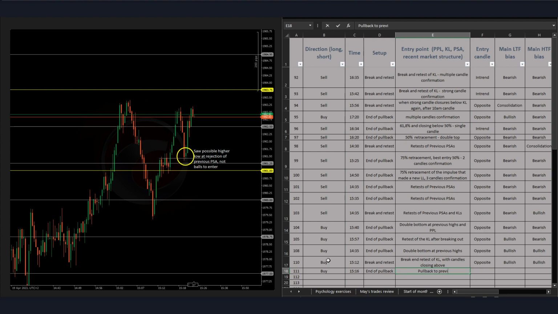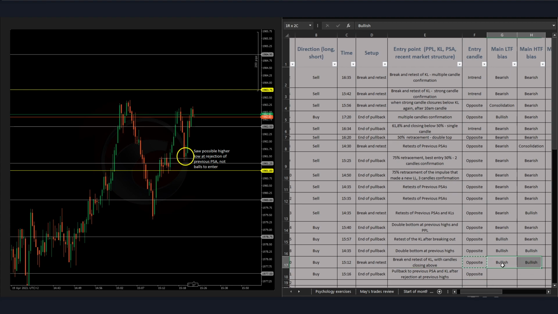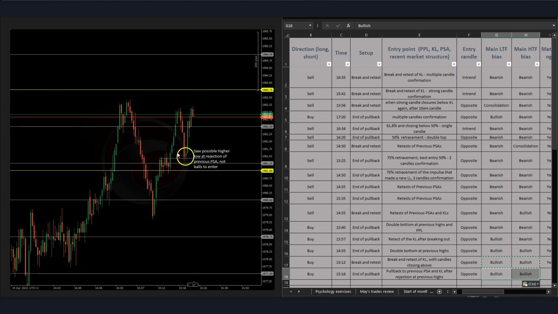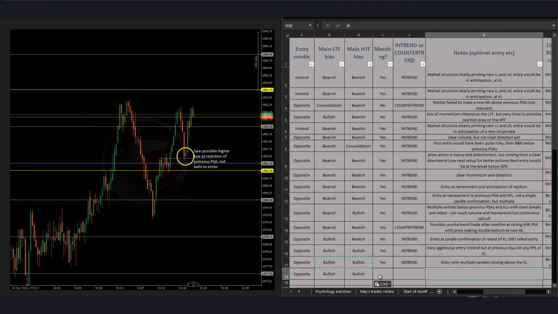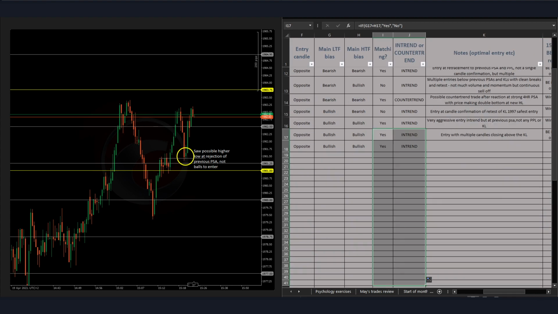Back to previous PSA and key level after rejection. So the price rejected again these previous highs. So it will be quite difficult to enter, but I saw it, and that's why I charted it up, because we are still in a bullish section. If we then have another rejection, that would be a possible consolidation, but we are still making a new higher low, so that could possibly be still a good entry and could be considered in trend.